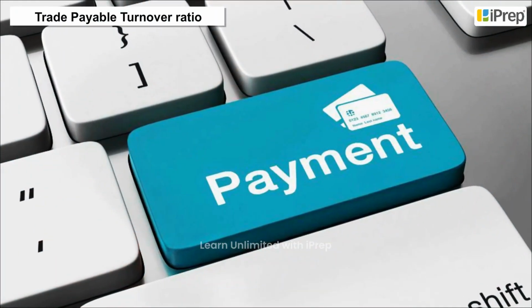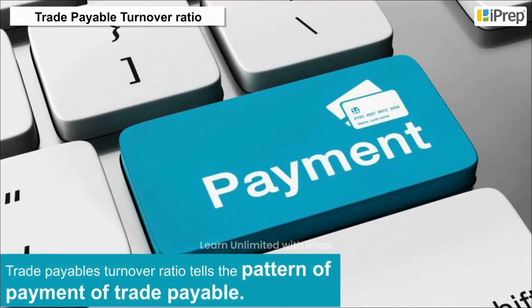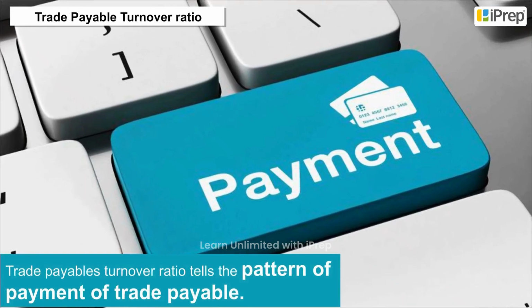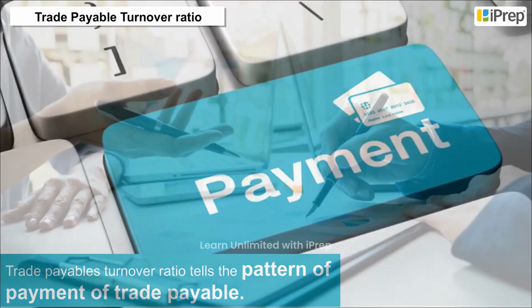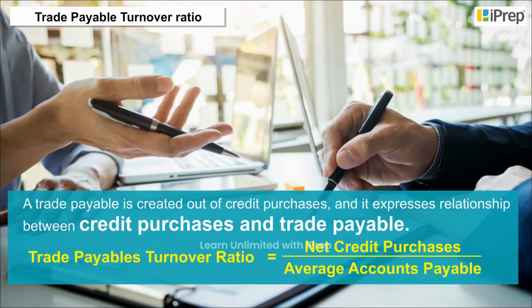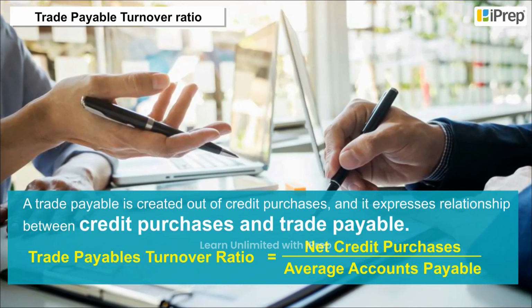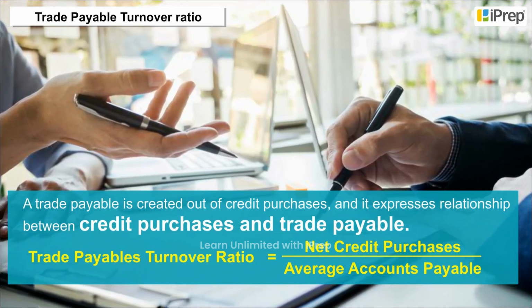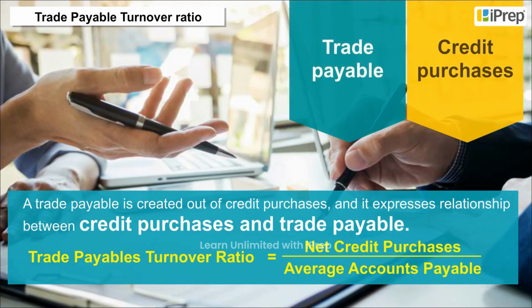Trade payable turnover ratio. Trade payables turnover ratio tells the pattern of payment of trade payable. A trade payable is created out of credit purchases, and it expresses the relationship between credit purchases and trade payable.